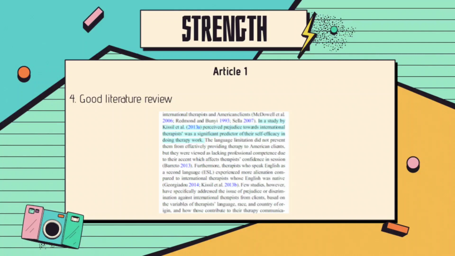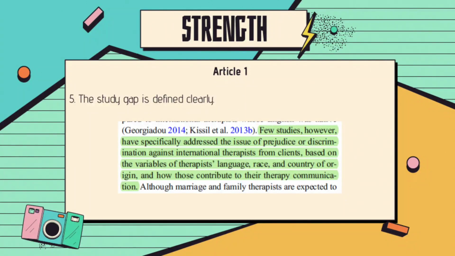So the fourth strength found in Article 1 is that it has a good literature review. It includes past studies related to the topic and issue proposed by Article 1. The cited articles are properly synthesized and concluded, and they were used to support the arguments of topic and issues evoked in Article 1. The fifth strength in Article 1 is that the study gap is defined clearly.